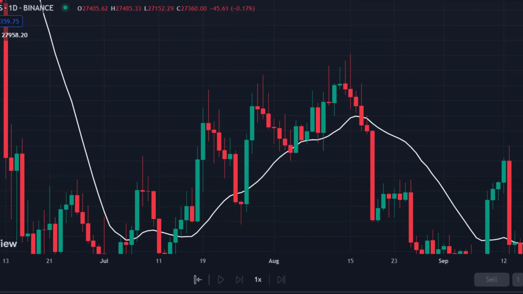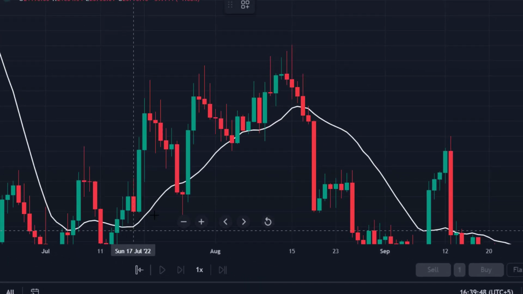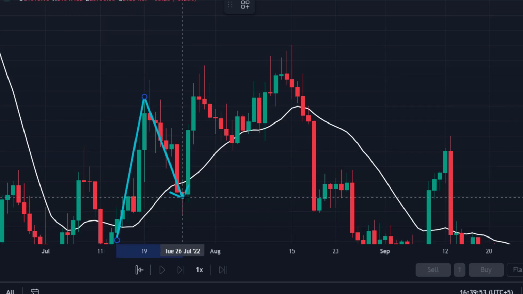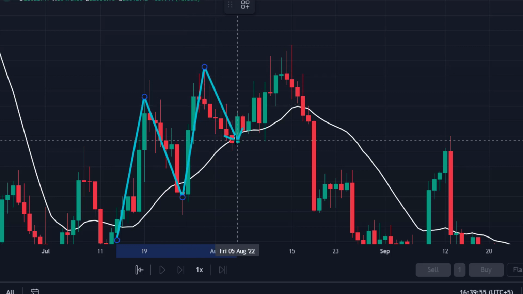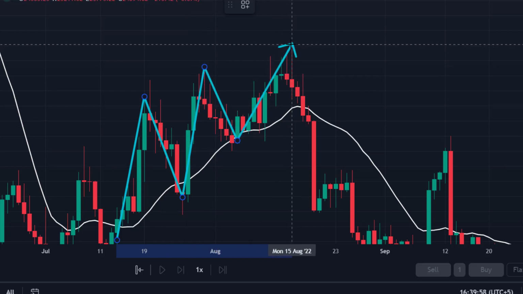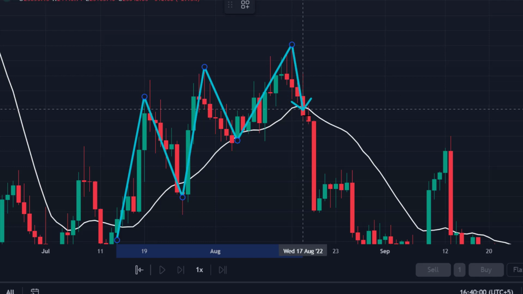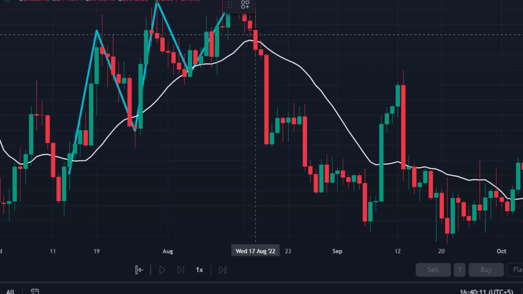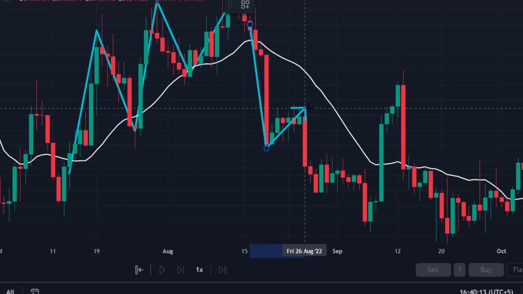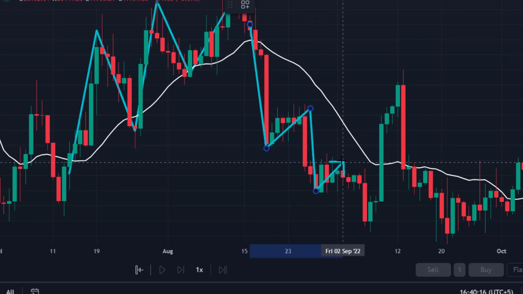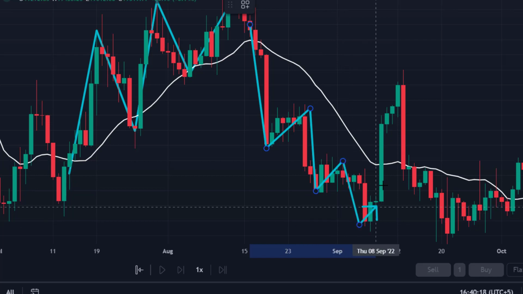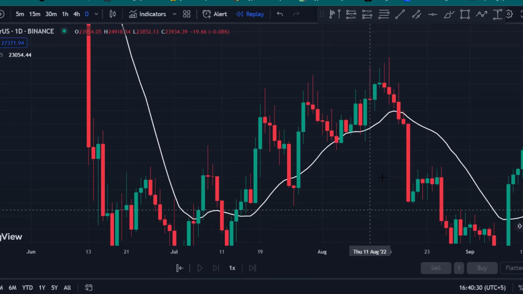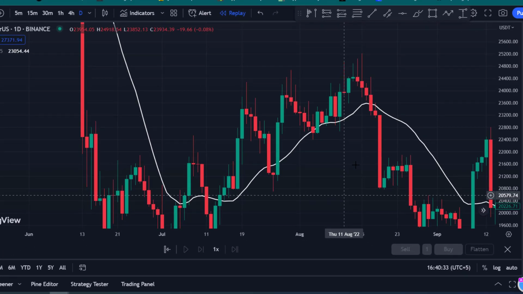Like in here you can see, if I show you, okay, we just break out this moving average. So we made higher high, higher low, higher high, again we touch the moving average, higher low, again higher high, and finally we just break out this moving average, again we fall down. Now the same thing you can see in here: lower low, lower high, lower low, again lower high, lower low, and then from here we just break out the moving average. So this is a simple and very easy moving average trading strategy.